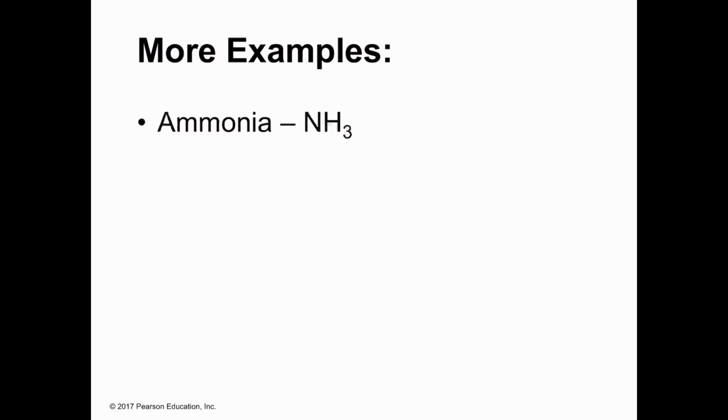Let's try another one. NH3. So again, following our HONC rule, we figure out what goes in the middle. So nitrogen will go in the middle because it can make 3 bonds and hydrogen can only make 1. We never put hydrogen in the middle. So nitrogen will go in the middle, hydrogens go around it.